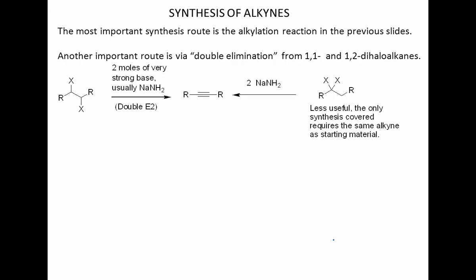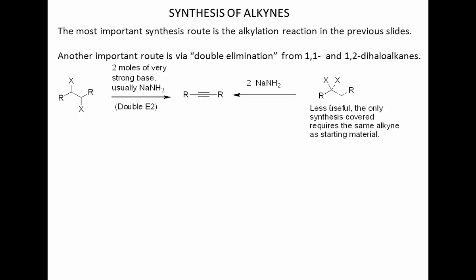Okay, so if we treat a 1,2 dihalide, like here, with 2 moles of a very strong base, very often it's NaNH2, sometimes it's potassium tert-butoxide, it's usually just a very strong base. The E2 occurs twice to make the acetylene. You can also use a 1,1 dihalide like you see here.